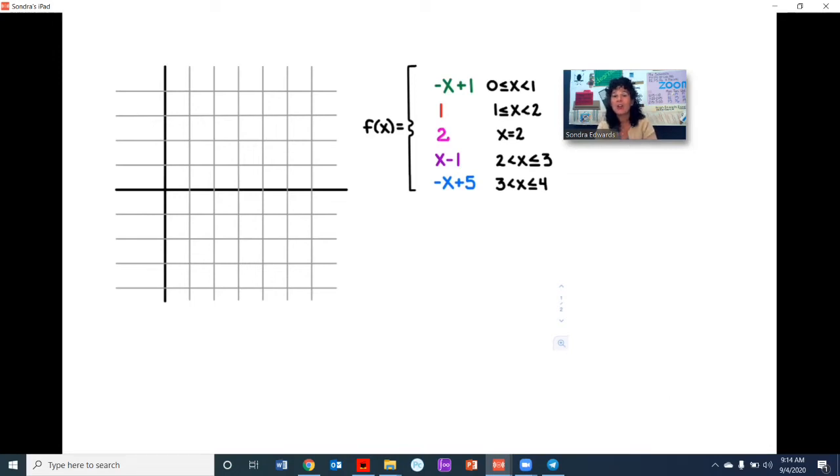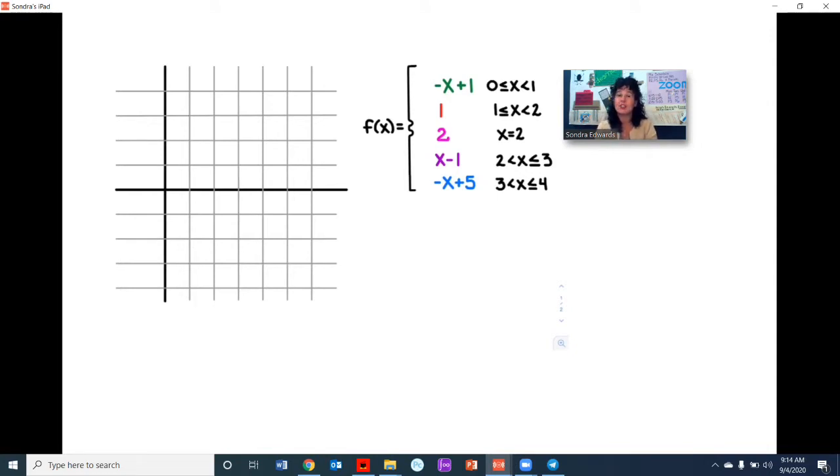Today, we are going to begin by reviewing how to graph a piecewise function. And then after we can graph a piecewise function, we're going to evaluate some limits at various x values. We're going to use this function f of x to review graphing those piecewise functions.